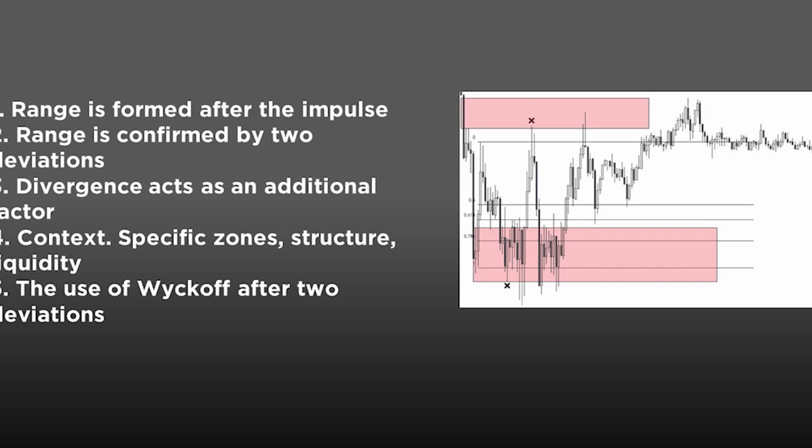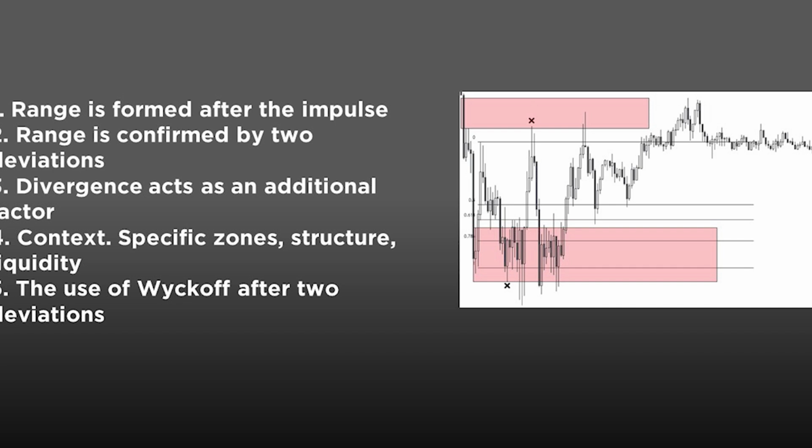So the second advice: a range is confirmed by two deviations. Yes, you can open the deal after the first deviation, but it's still not a 100% trade, as I showed in the previous two examples. But after two deviations in the range, it has a great chance to get out of the range and continue the impulsive movement. So deviations act as an additional factor, as I said before.